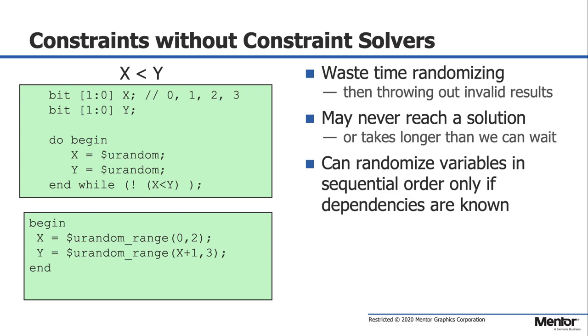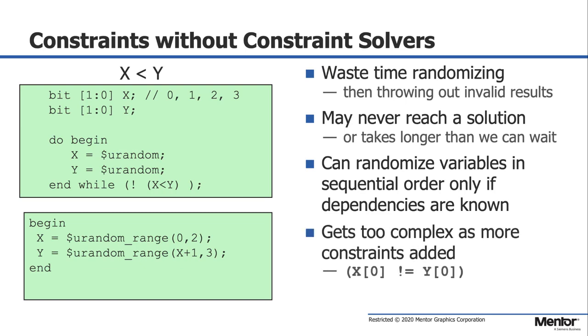You can take an approach of creating random variables in a sequential order if you know their dependencies. So if I know that x has a value between 0 and 2, then whatever I choose for x, I know that y has to be x plus 1 to the value of 3. But this gets very complex when there are more constraints added. So for example, if the least significant bit of x is not equal to the least significant bit of y, this becomes much too difficult.